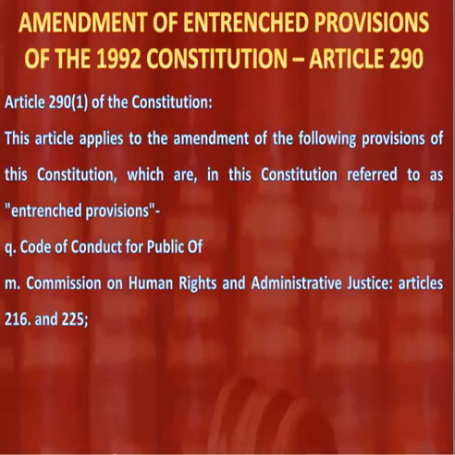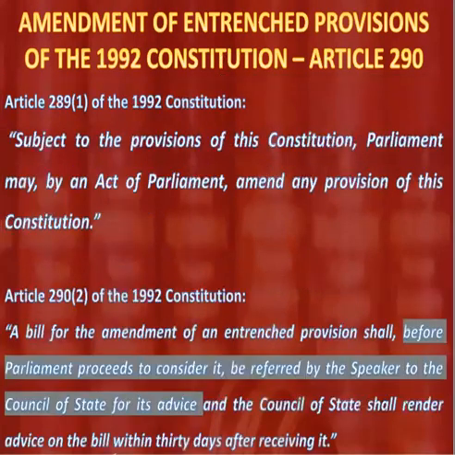Now, what is the procedure for amending the entrenched provisions of the Constitution? You remember that under Article 289 of the Constitution, we have already mentioned that the amendment of the Constitution is supposed to be done by Parliament, by an Act of Parliament. Remember that under Article 289 clause 1, the amendment of the Constitution is to be done by Parliament, and they must do so by an Act of Parliament.